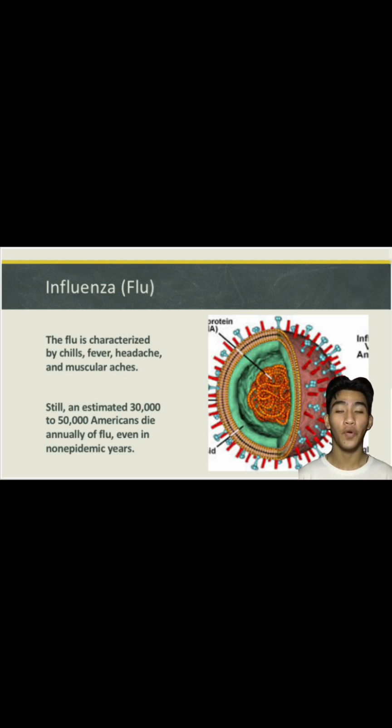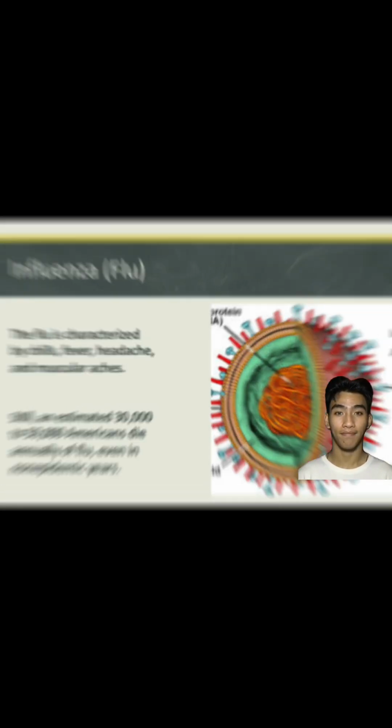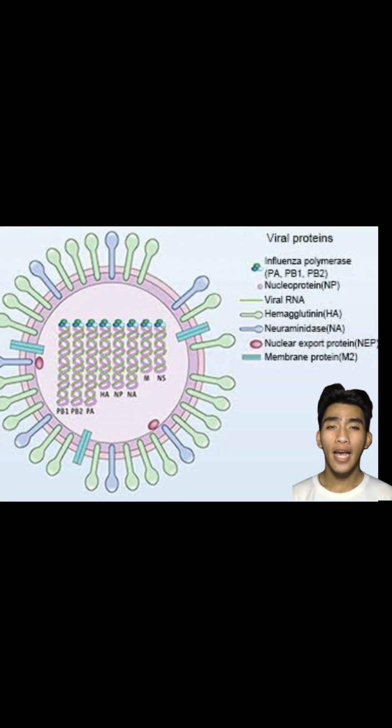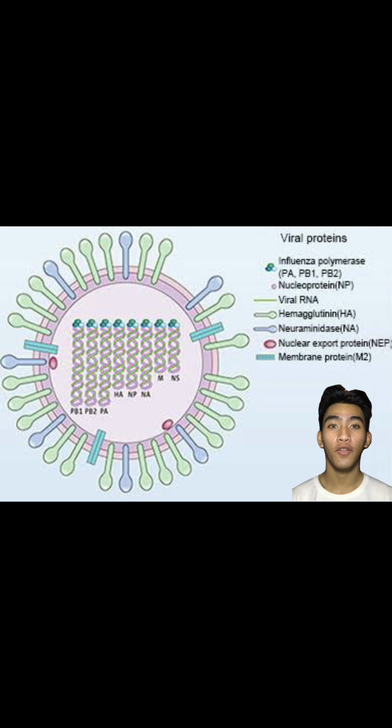Diarrhea is not a normal symptom of the disease, and intestinal discomfort attributed to stomach flu is probably from some other cause. There are two types of projections: one, hemagglutinin HA spikes, and two, neuraminidase NA spikes. The HA spikes, of which there are about 500 on each virus, allow the virus to recognize and attach to body cells before infecting them. Antibodies against the influenza virus are directed mainly at these spikes.